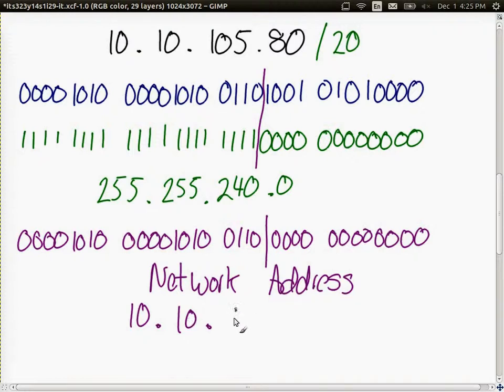96. 0, 1, 1, 0 followed by 4 zeros. It's 96.0.